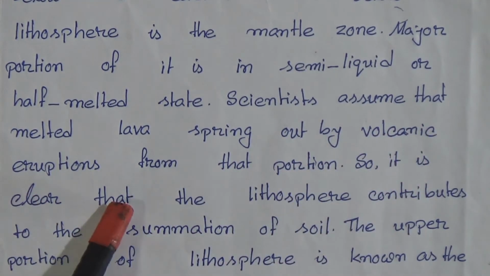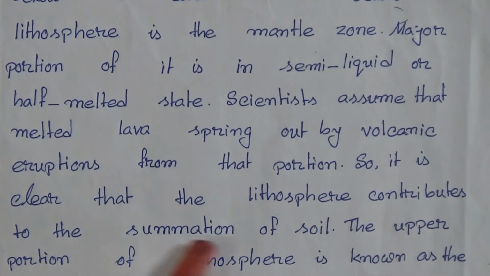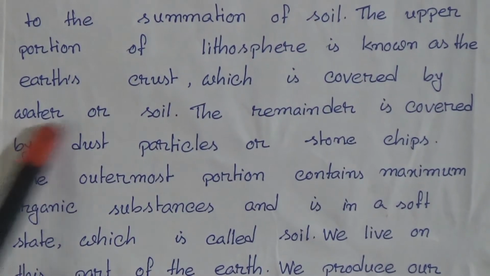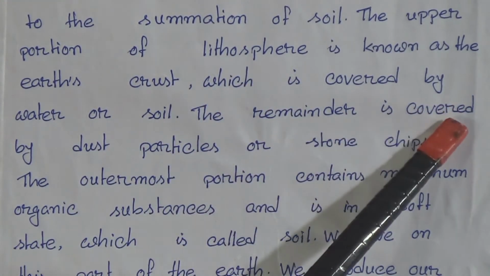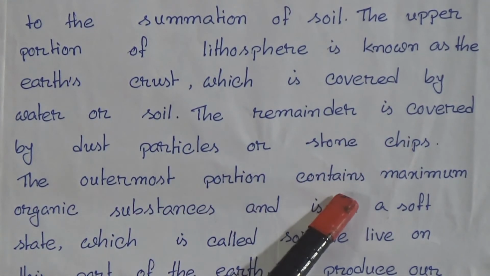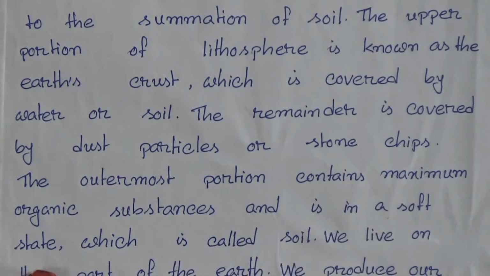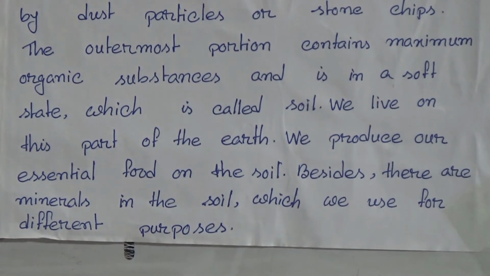So it is clear that the lithosphere contributes to the formation of the soil. The upper portion of the lithosphere is known as the earth crust, which is covered by water or soil. The remainder is covered by dust particles or stone chips. The outermost portion contains maximum organic substances and is in a soft state, which is called soil. We live on this part of the earth. We produce our essential food on the soil. Besides, there are minerals in the soil which we use for different purposes.